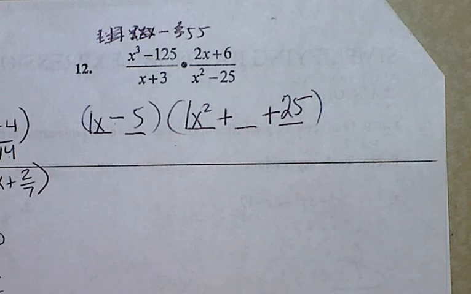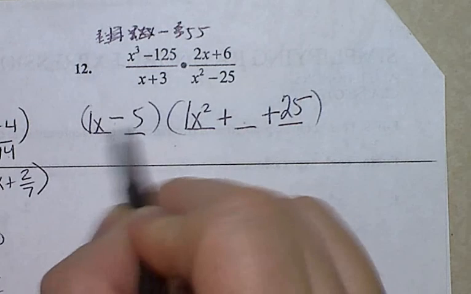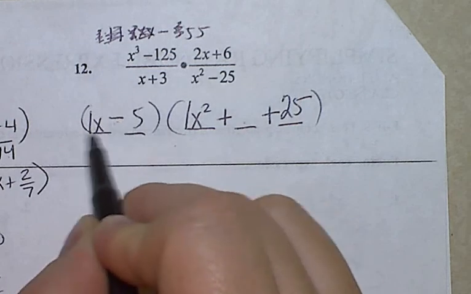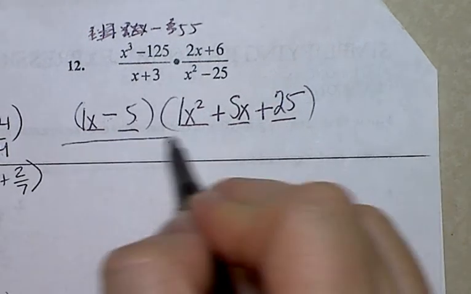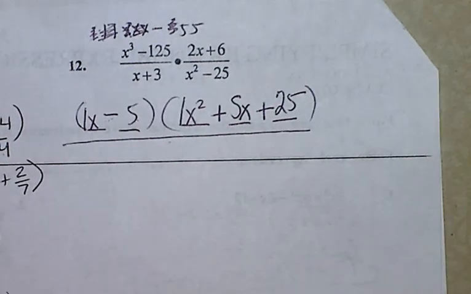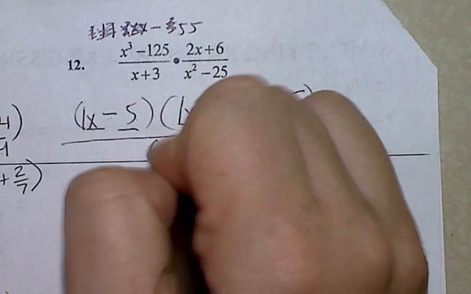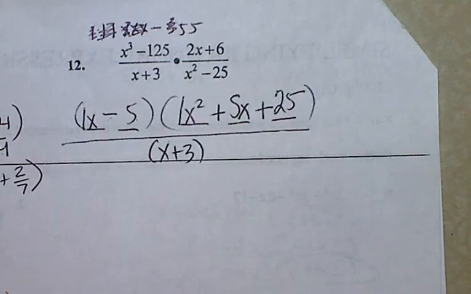Ruben, do you have it all done? How do you get this value? You multiply these two, forgetting about the sign. 1x times 5 is 5x. There's the numerator of the first fraction. Below it, I'm going to write x plus 3 because there's nothing I can do with that denominator. I can't factor out any value.